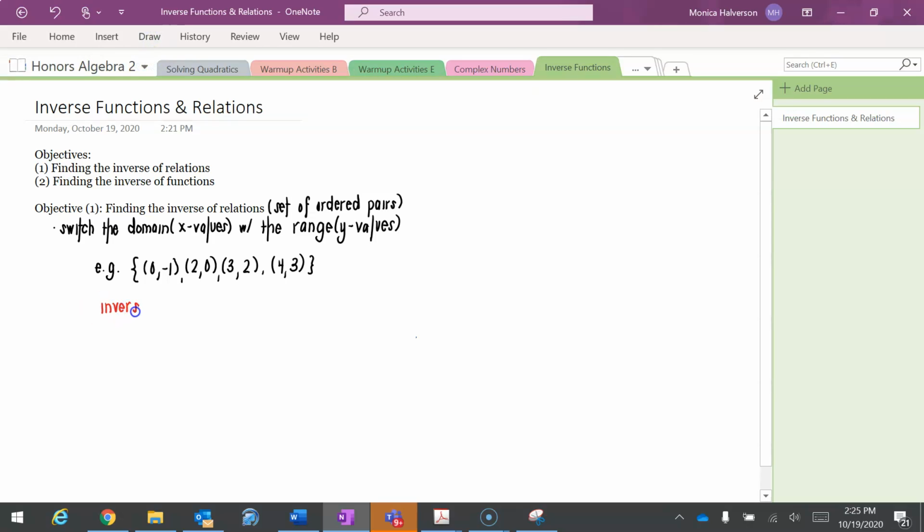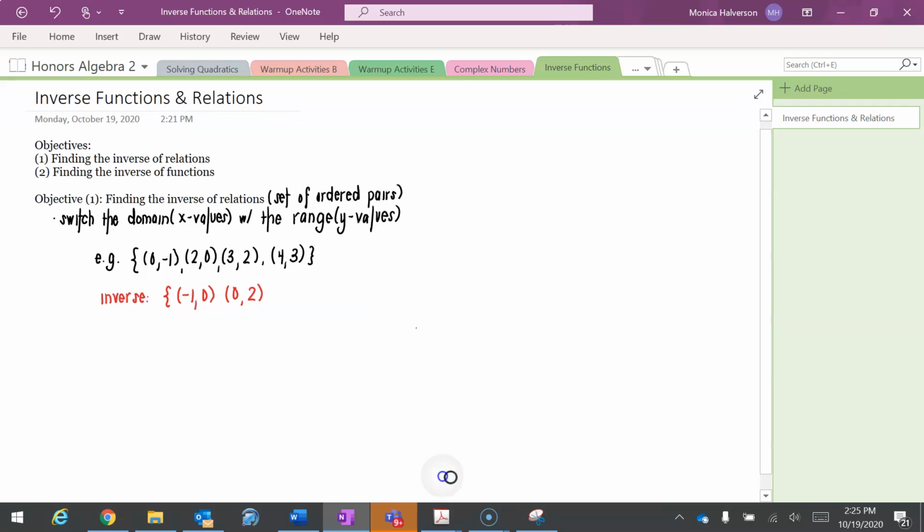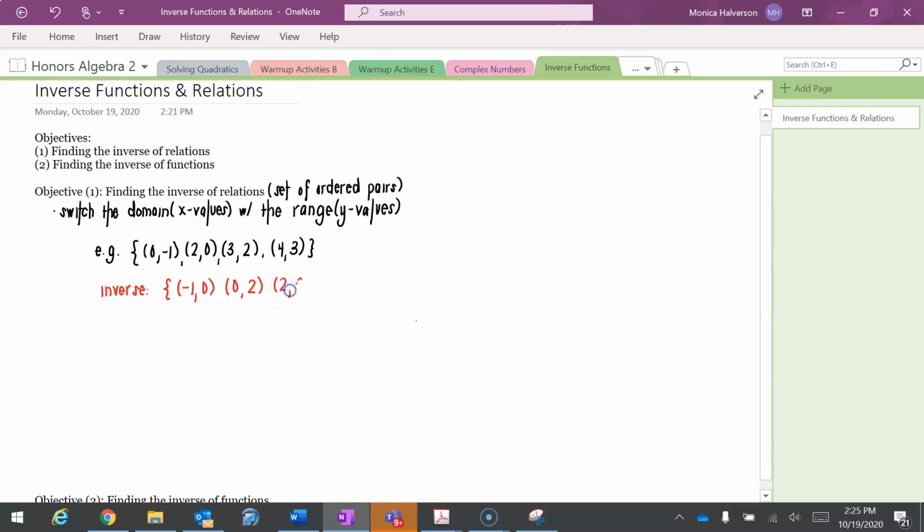Well, I would literally flip every single x value with its y value. So instead of (0, -1), it'd be (-1, 0). Instead of (2, 0), it'd be (0, 2). Instead of (3, 2), it would be (2, 3). And instead of (4, 3), it would be (3, 4). And that's how you find the inverse of a relation.